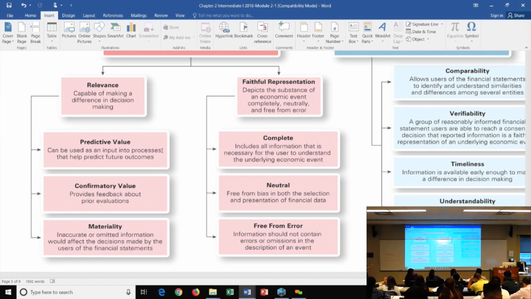The second is faithful representation. Second fundamental, when something is faithfully represented, it means that the accounting numbers correctly represent the economic substance of the transaction. In order to faithfully represent a transaction, it has to be complete. It has to have all the information you need to understand that underlying event. It must also be neutral. It's got to be free from bias and free from error. I'm going to tell you now that this is not free from 100% of the errors.